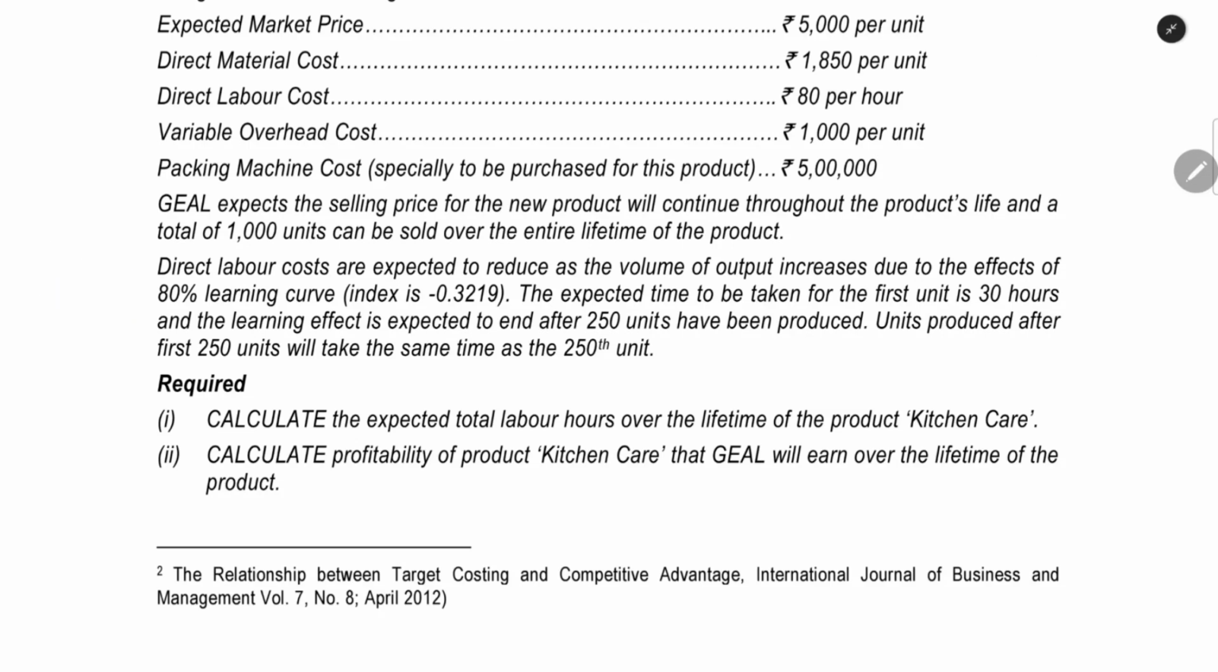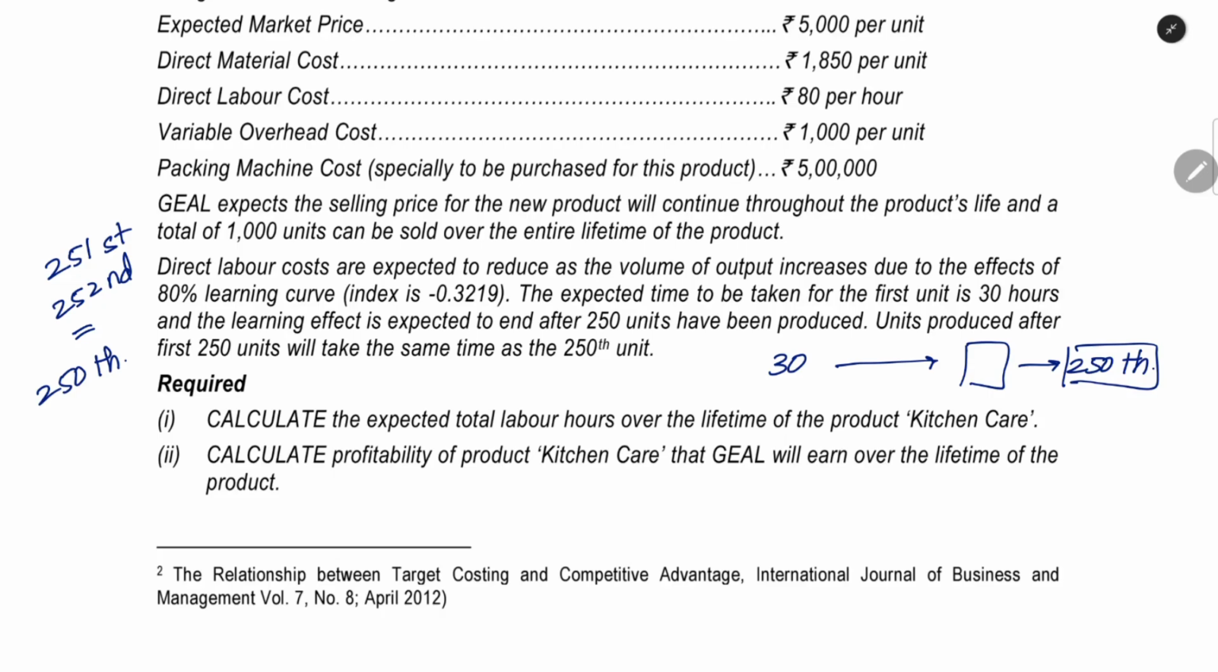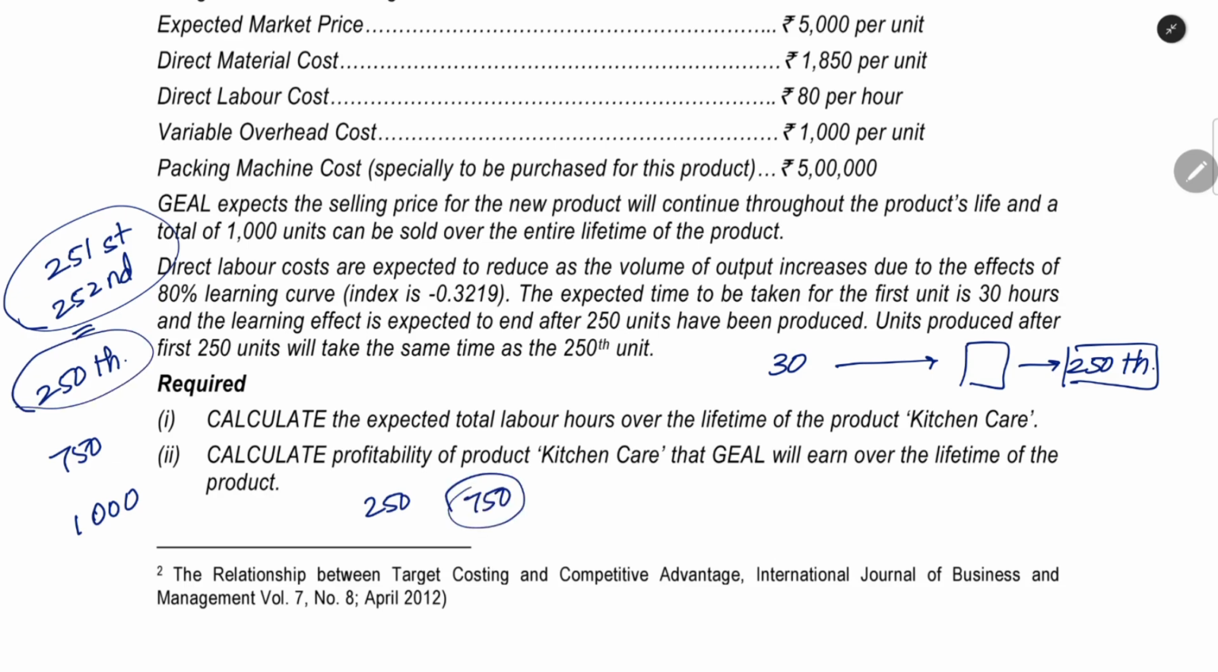So what will happen is that after the first 250 units, the time will be the same as the 250th unit time. For the first unit, 30 hours. It will reduce gradually and come to some number of hours at the 250th unit. This time, taken in the 250th unit production, will be continued for the remaining 750 units. In total we are producing 1000 units. The learning curve effect will come till 250 units. The remaining 750 units will be produced at the time taken for producing the 250th unit.